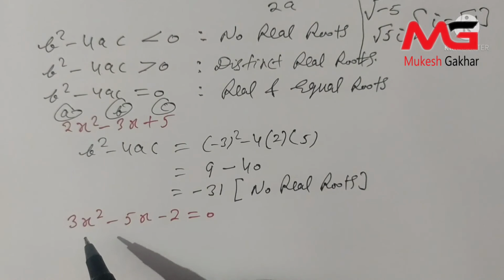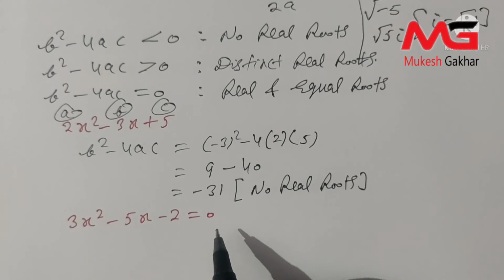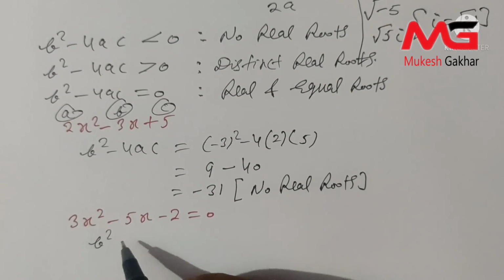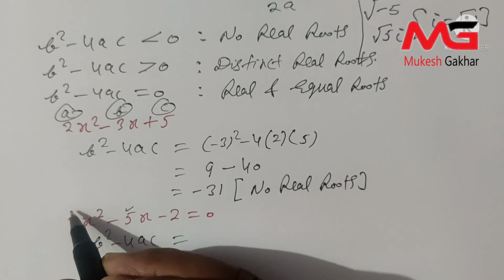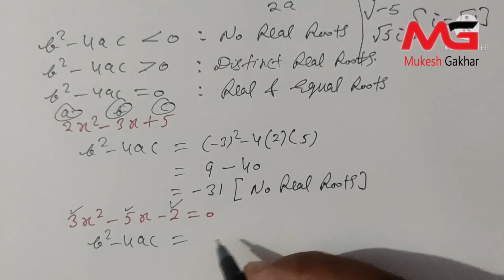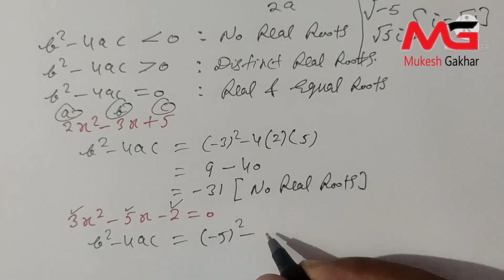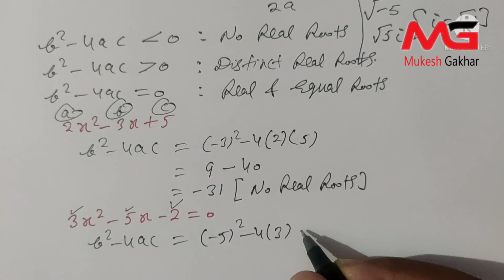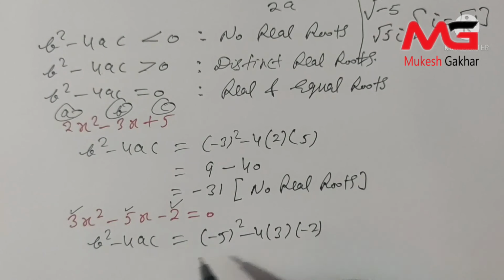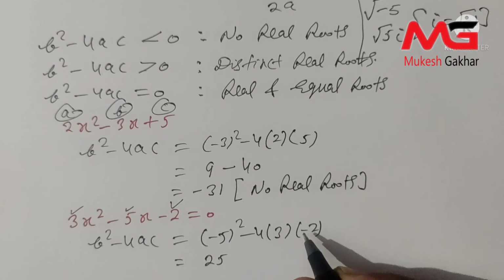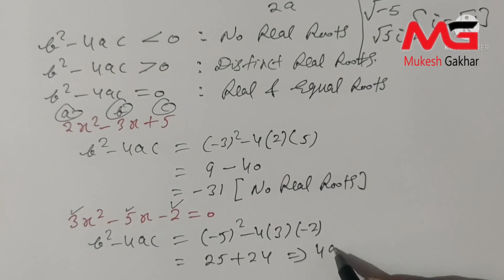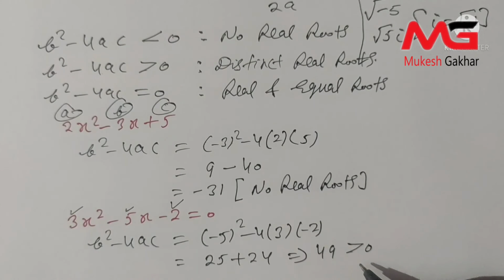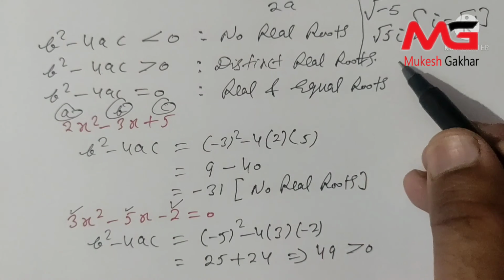Now next example is this one, 3x square minus 5x minus 2 is equal to 0. So you can put here in b square minus 4ac. The value of b is minus 5, value of a is 3, and value of c is minus 2. So b square is minus 5 whole square minus 4 into a is 3 and value of c is minus 2. So it is 25. Minus into minus is plus. So 4 3s are 12, 12 2s are 24. It will be 25 plus 24 is 49, which is greater than 0. So you can say that it is greater than 0, means distinct and real roots.